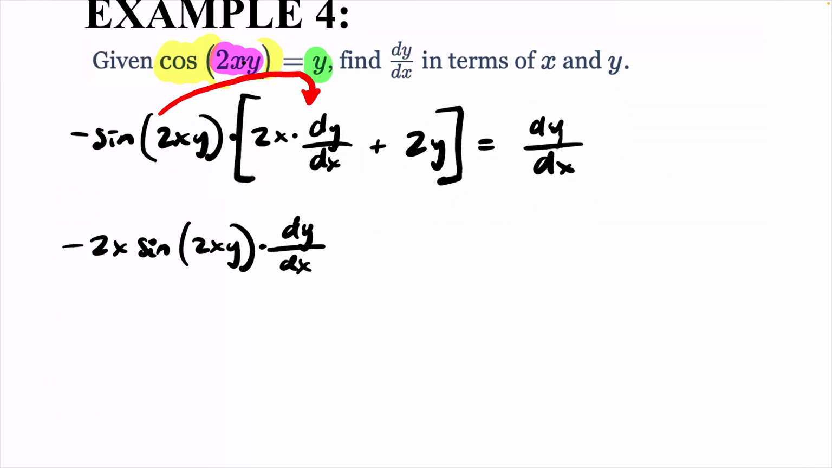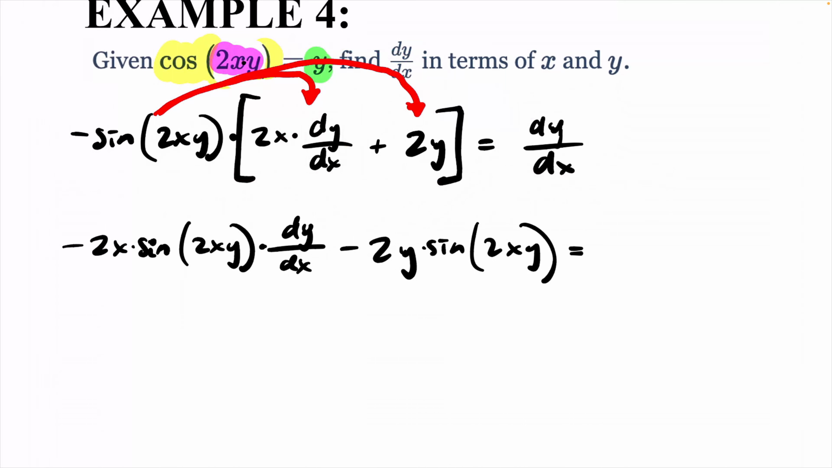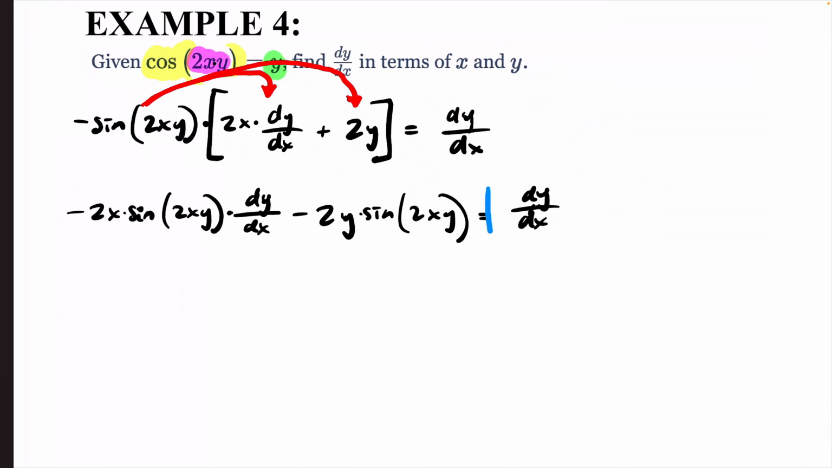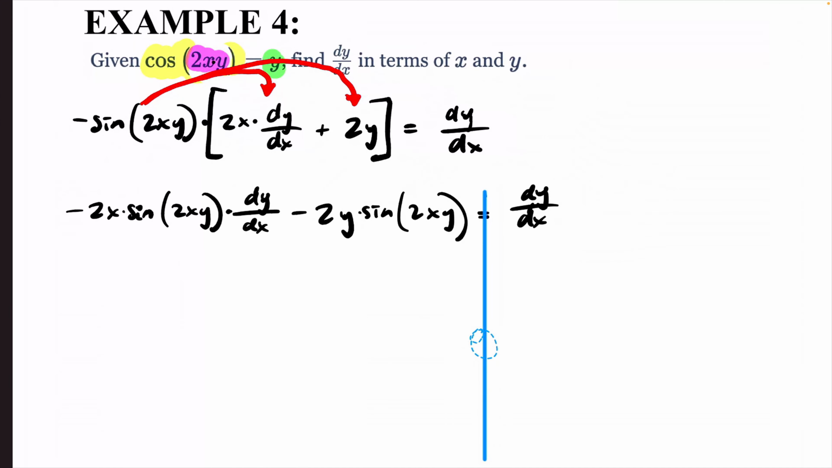Okay. And then I'm going to distribute this with this guy over here. So it's going to be minus 2y times sine of 2xy. And then the other side remains unchanged because it's only 1 dy dx. So now that those brackets are gone, I can now get dy dx by itself.